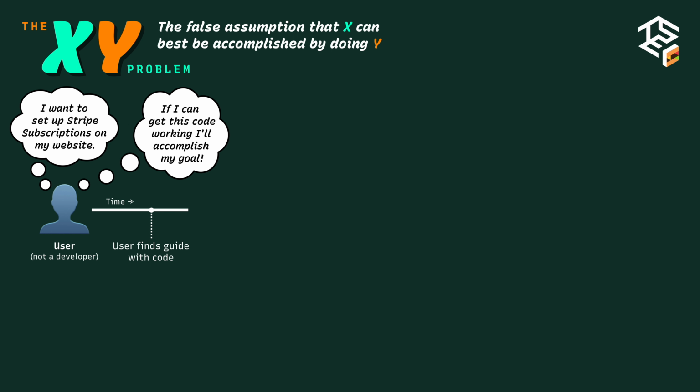These are the two components of the XY problem. X is the actual goal the user has. Y is the thing they believe they need to do to accomplish their goal. The user doesn't know much, if anything, about X or Y, so the assumption that Y is the best path to X is unlikely to be correct. But let's see what happens.